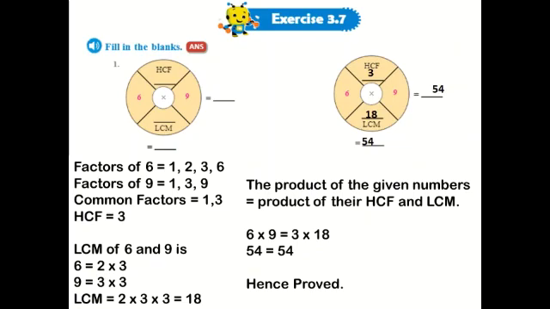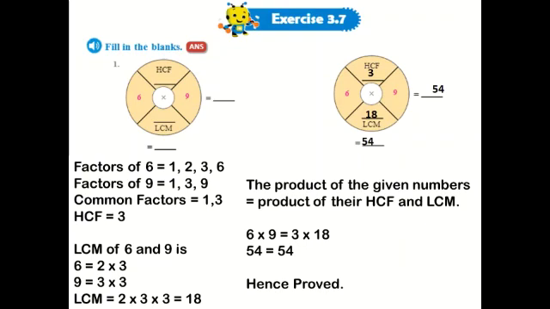Let us see a sum in the exercise 3.7. Fill in the blanks. Here it is given as 6 into 9 is equal to dash and HCF into LCM is equal to dash. First you will write 6 into 9, which is 54. So you keep it aside. Then you find the HCF of 6 and 9 and then the LCM of 6 and 9.